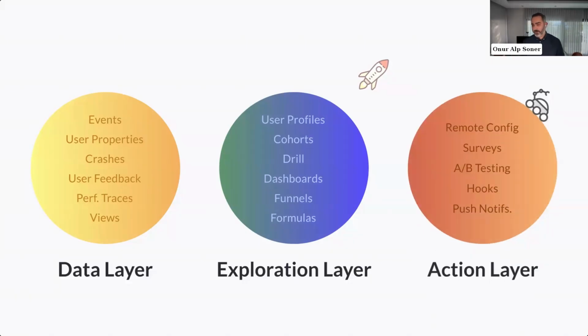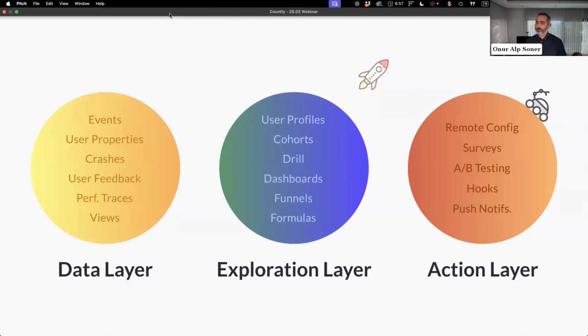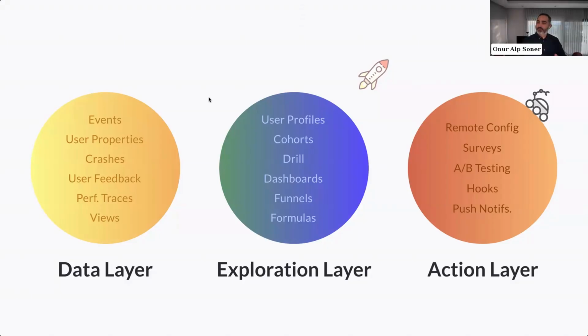And we already have what we call an action layer, the features such as remote configuration, surveys, A/B testing, push notifications. These already work with the data available in Countly. So at the end of the day, you can trigger a survey, for example, based on a cohort entry of a user. You can also do that same thing for a push notification, where you might be targeting a push after a user performs a particular event.